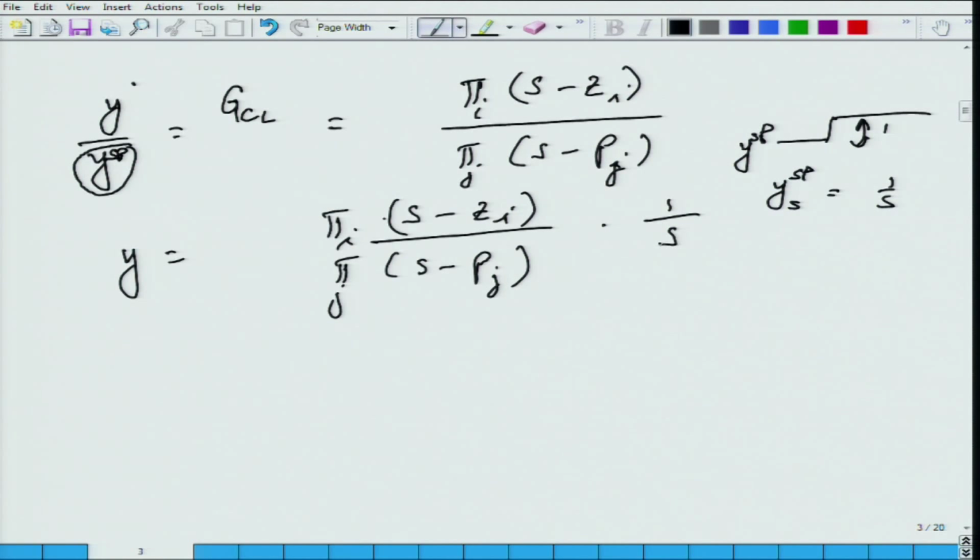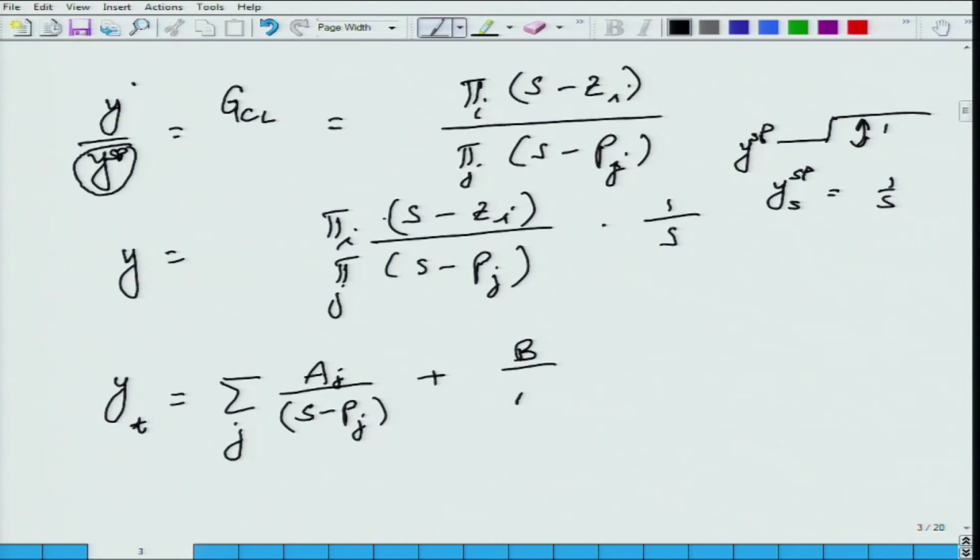And then what you will get is y actually is this guy, and ultimately if you want to get the time domain response y(t), what you will have to do is separate this into partial fractions, and when you do those partial fractions, what you will get is y(s) is essentially equal to a summation over j of a_j over s minus p_j, plus maybe b over s plus a constant term, and this is assuming that all the initial conditions are 0.